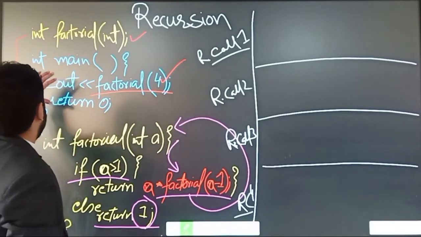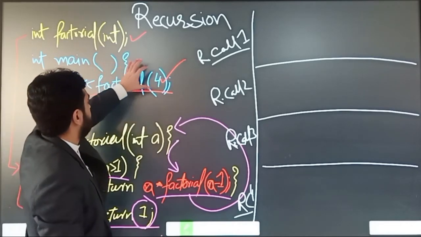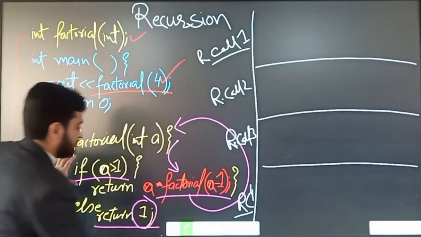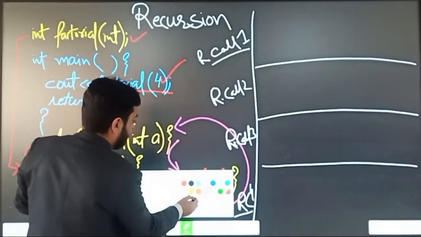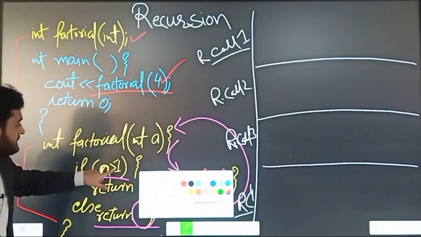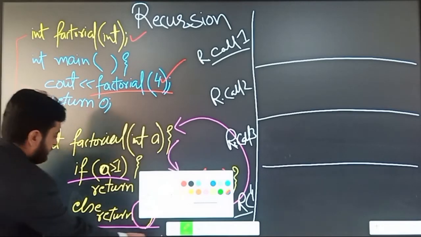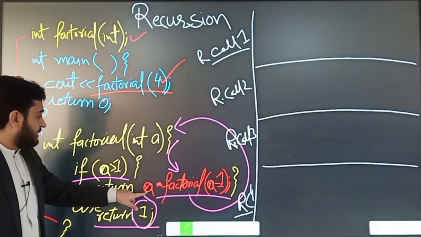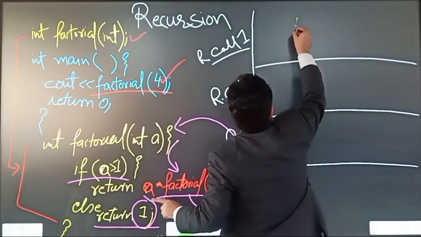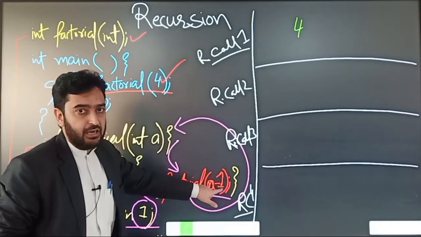When execution starts from the main function, we pass 4 to the factorial function. In the factorial function we see that 4 is greater than 1. Yes, the condition will become true, and the value of a here, of course, is 4. So it returns 4 multiplied by factorial of a minus 1.